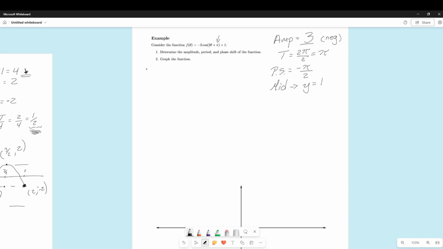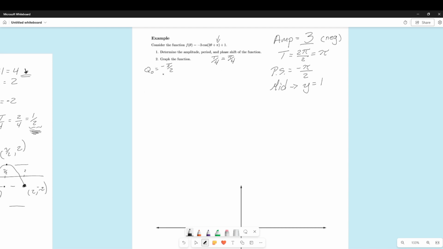So our 0th quarter point, or our starting value, is always just the phase shift, which was pi over 2. And then we're going to add quarter periods. So our period this time was pi, so our quarter periods are going to be a fourth of that, pi over 4. So our quarter periods are going to be pi over 4.